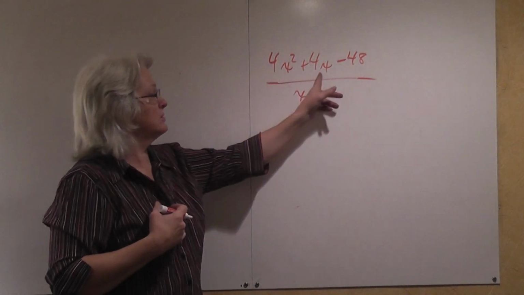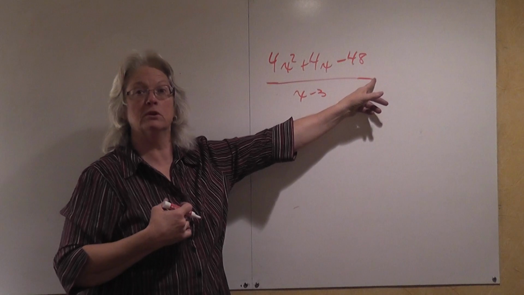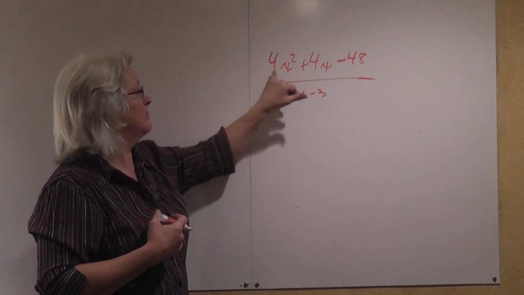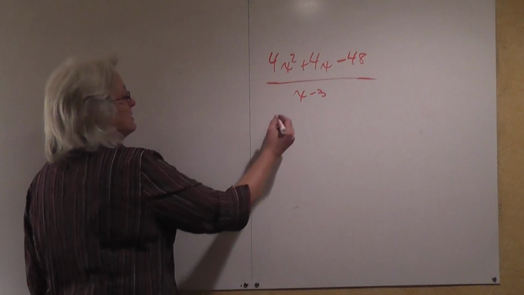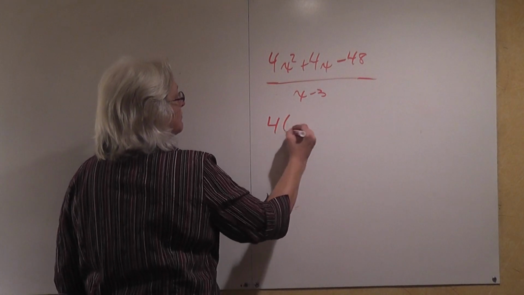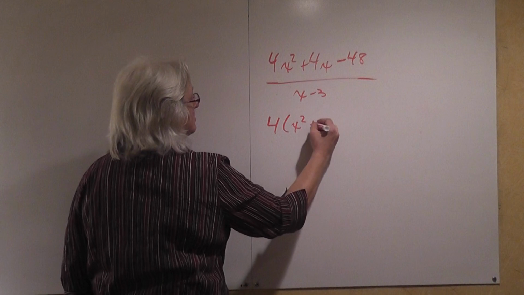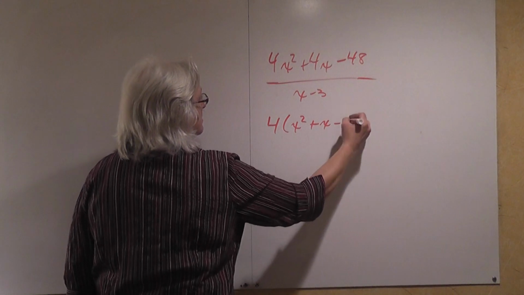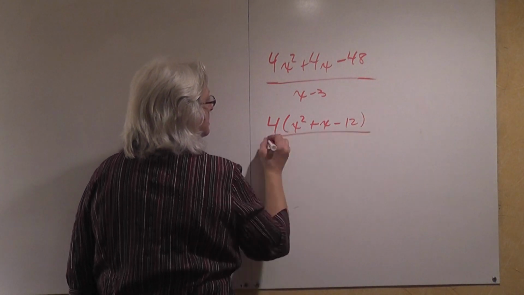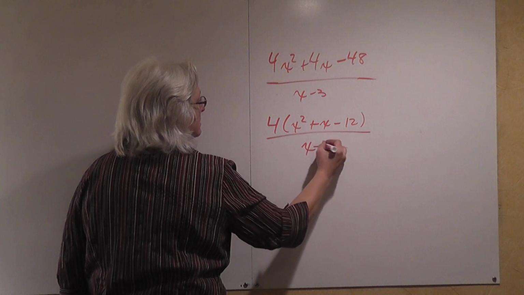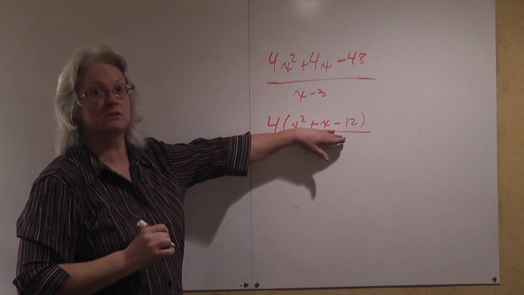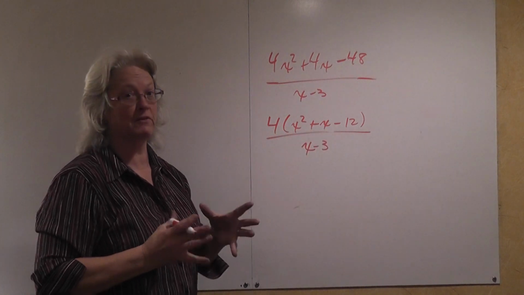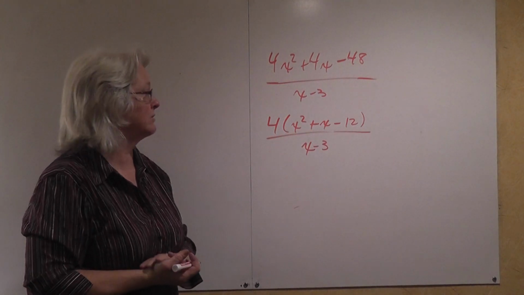Well, the first thing that you do when you're factoring a trinomial is you look for a common monomial factor, which there is. It's a factor of 4. 4 times x squared plus x minus 12, divided by x minus 3. Now, if you look at this, this is x squared plus x minus 12. That's something that you can very easily factor.